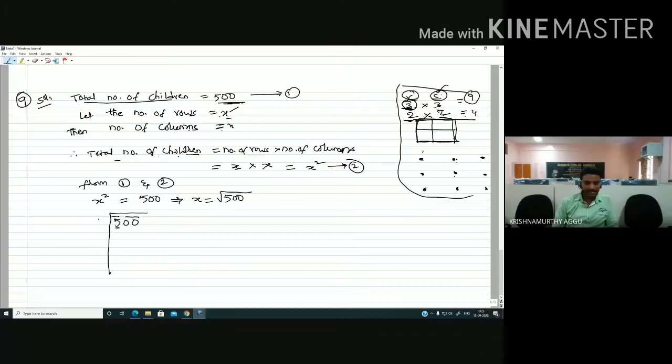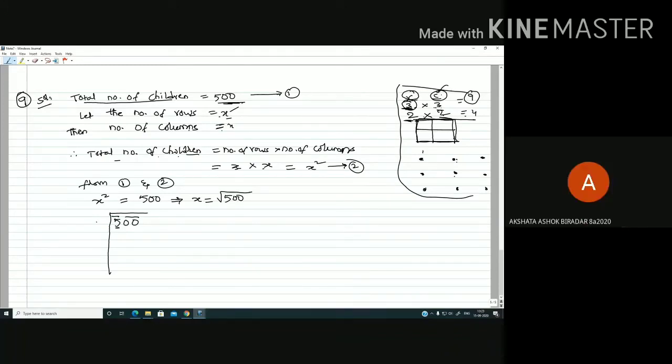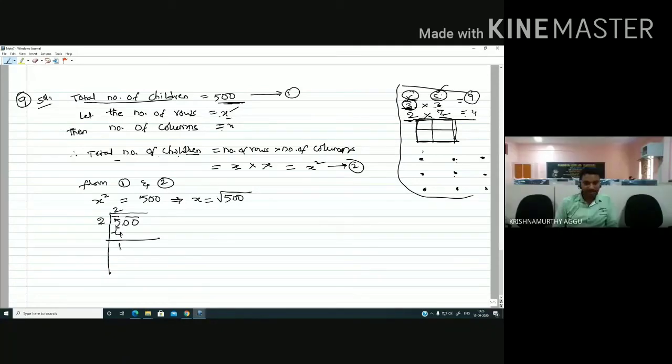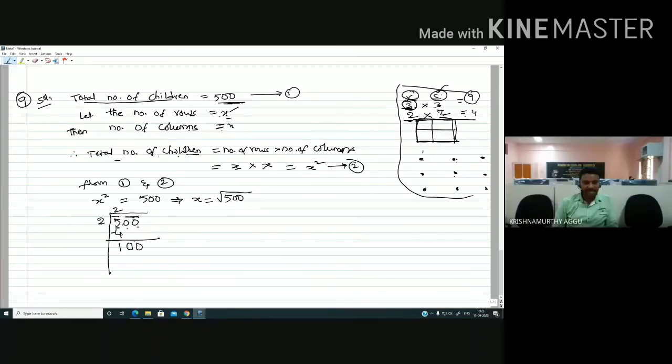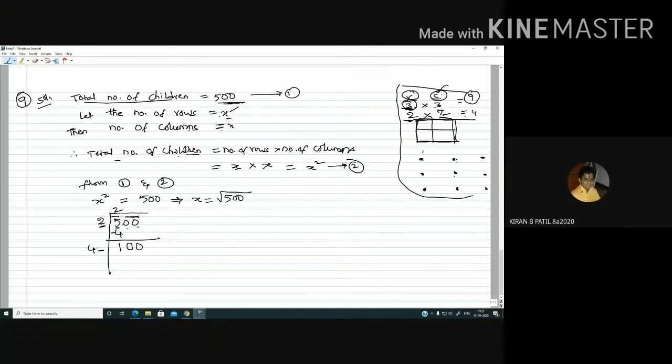So which is the number to be multiplied itself to get 4? 2. 2 into 2 will be 4. Subtraction: 5 minus 4 will be 1. Take down the digits which are zeros below the next bar. You got 100. 2 double is 4. After 4 you keep blank.